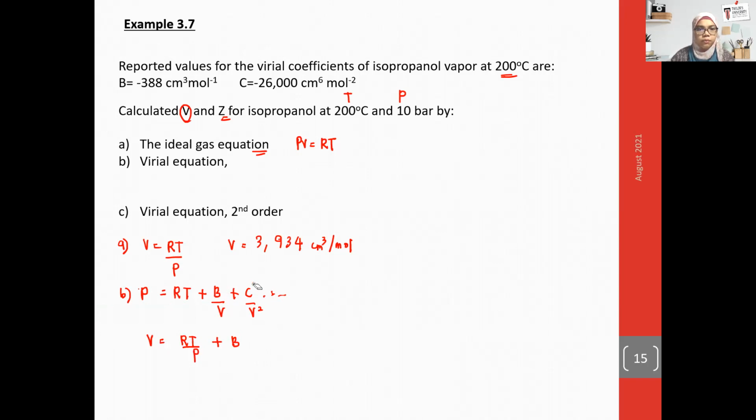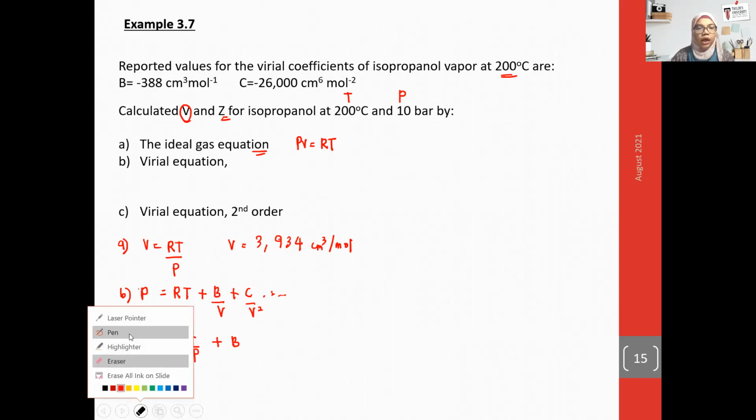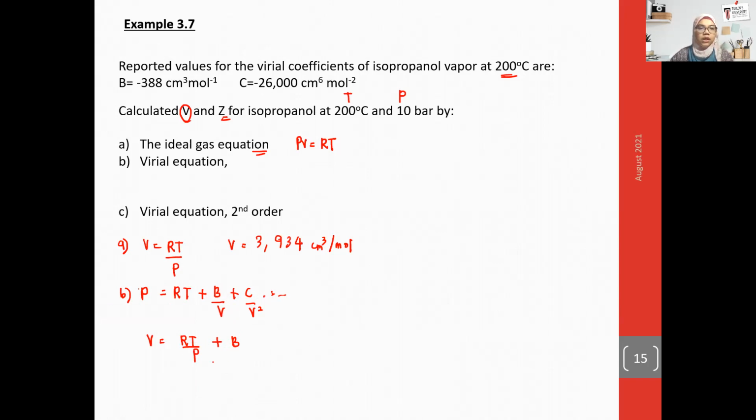There is no more prime. If we need to use prime, that means we can have B prime plus C prime. So you can use this and then insert the value of R and also T. Since it's based on this, it turns to cm cube plus, what is the B here? So your B is minus 388 cm3 per mole. So you can get the answer for B here, right?